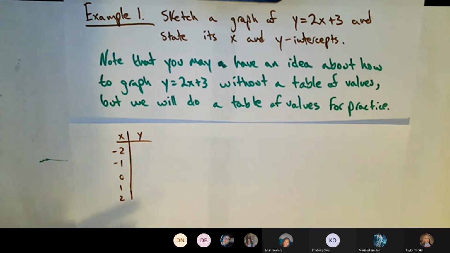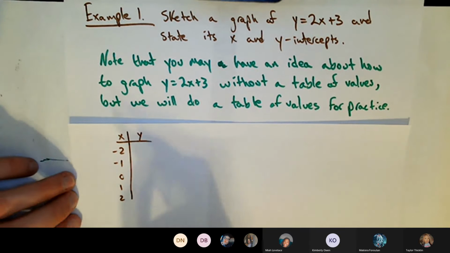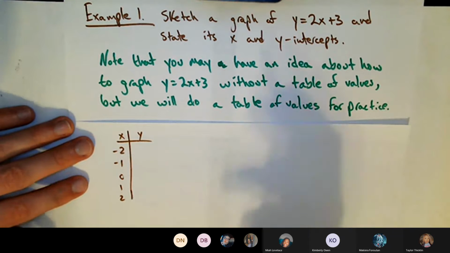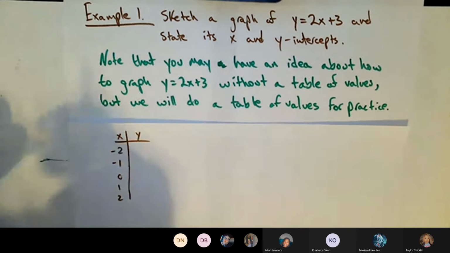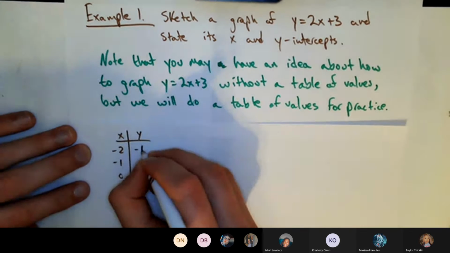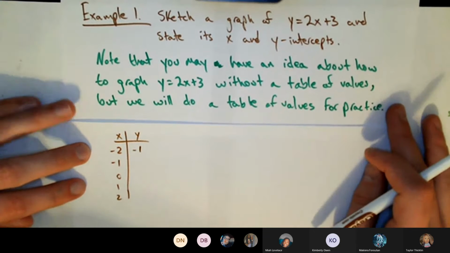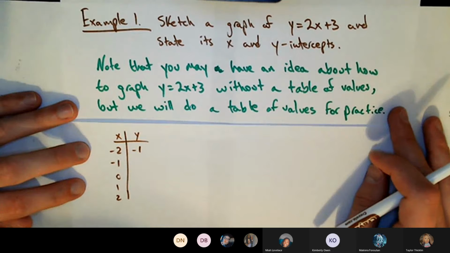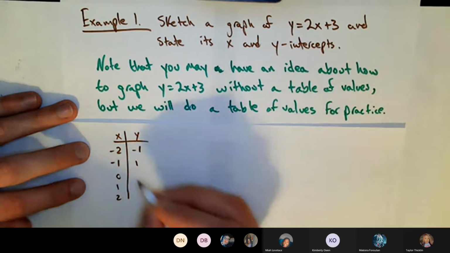All right. So the y values for these 5 x values, -2, -1, 0, 1, and 2. Start at the top at -2. -2 times 2 is -4 plus 3. -4 plus 3 is -1. Okay. Next x value is -1. -1 times 2 is -2 plus 3 is a +1.